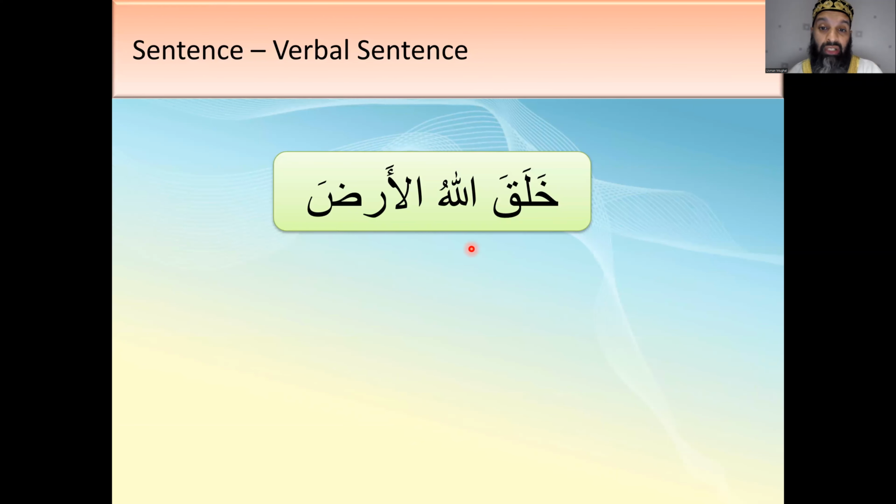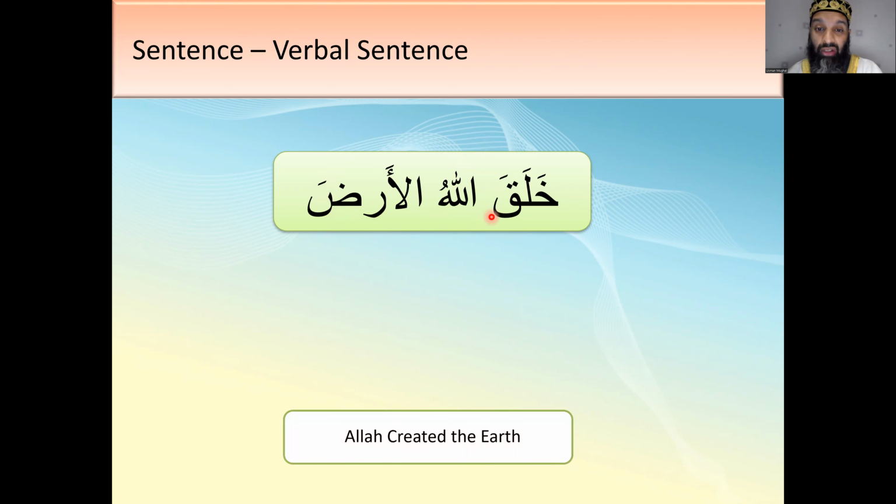So khalaqallahu al-arda. So khalaqa means he created. Who created? You have to look for the doer. So who is the doer? Allah, because Allah is marfu. So Allah created, and what's being created? The earth. Why? Because the earth is mansub. So if somebody says khalaqallahu and then al-ardu, then that means Allah and the earth is doing the creating, right? Which is absolutely incorrect, right?